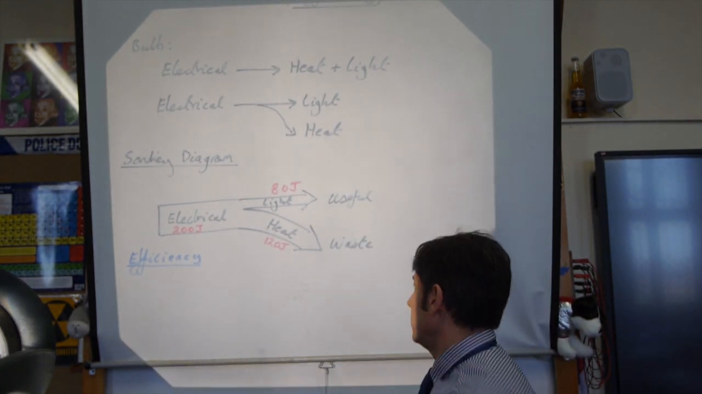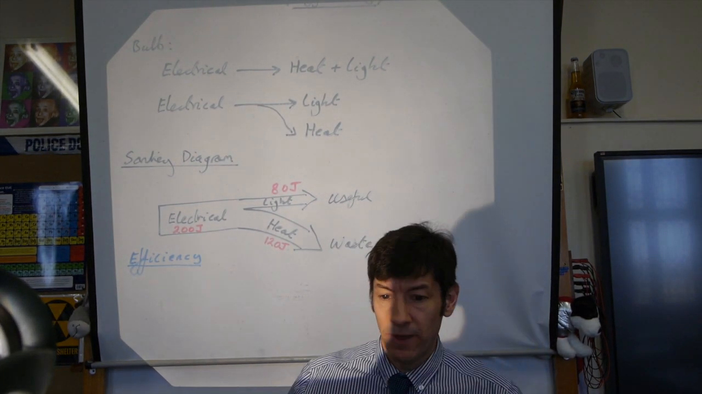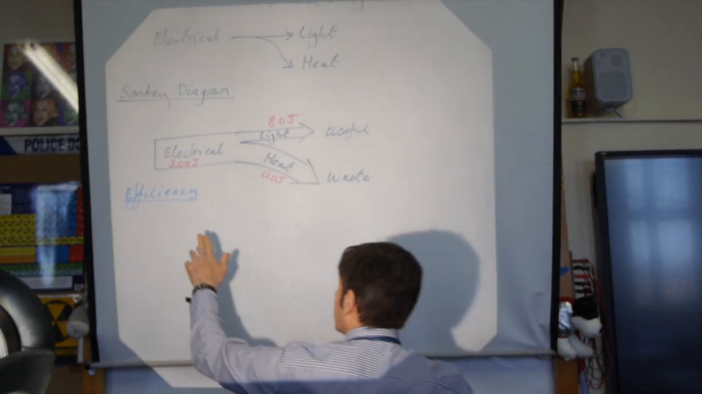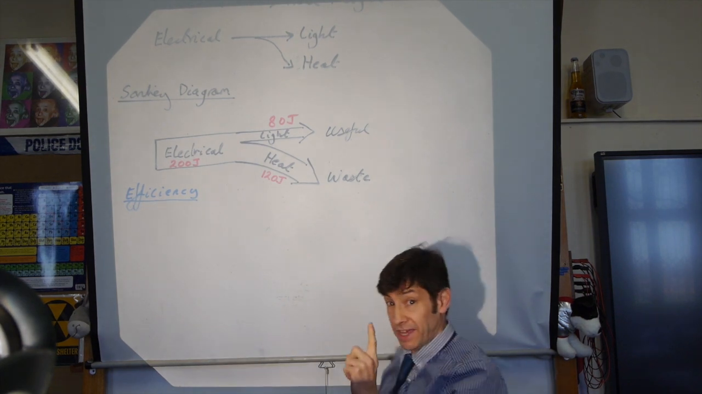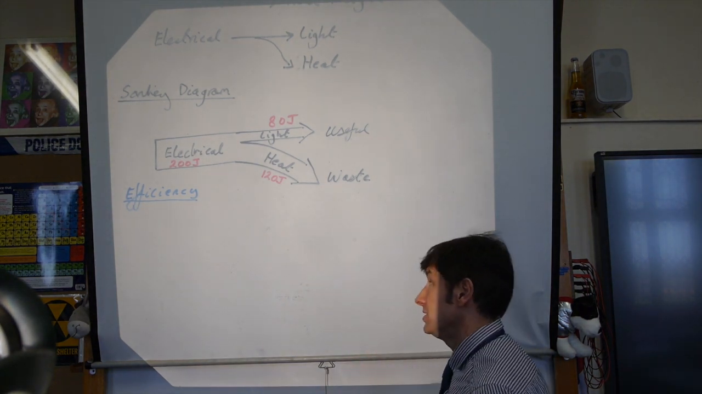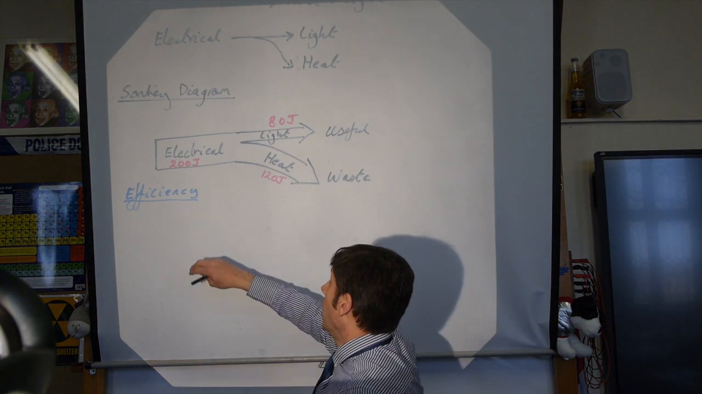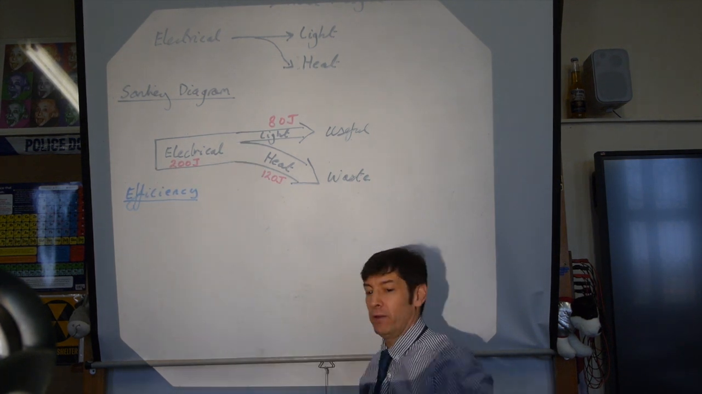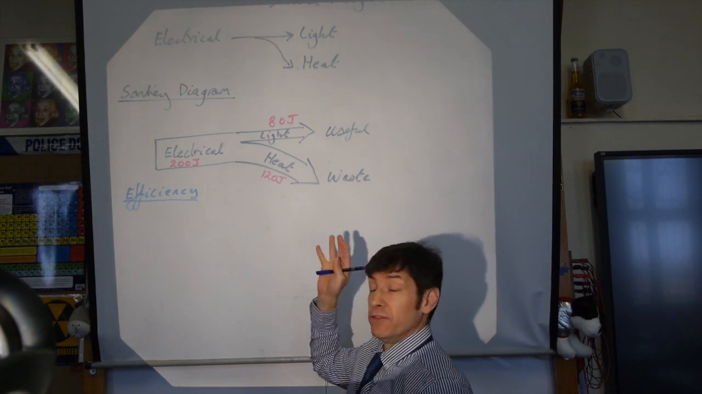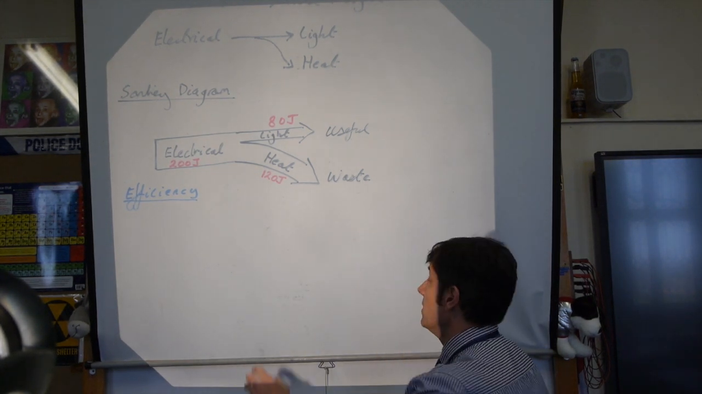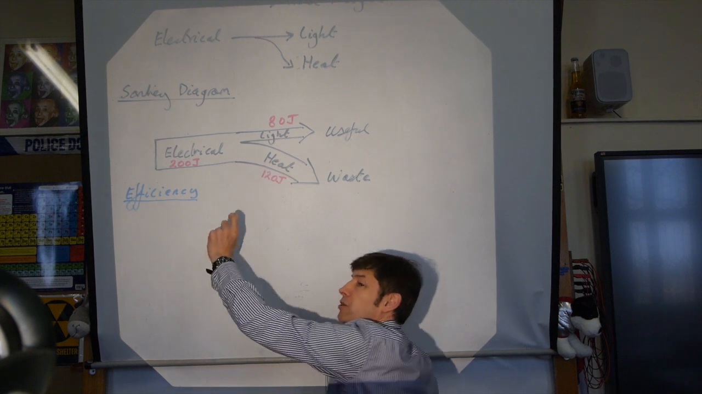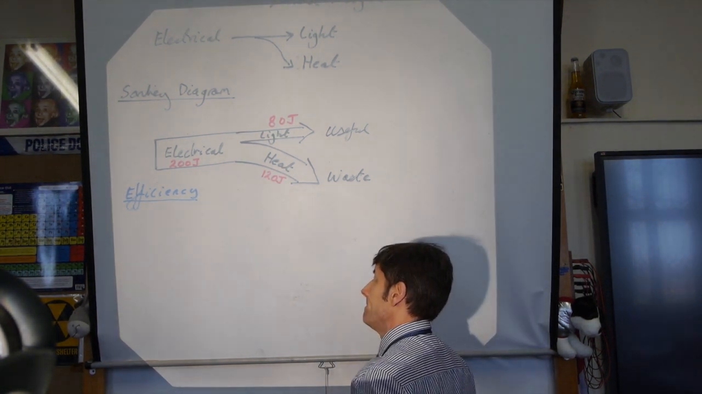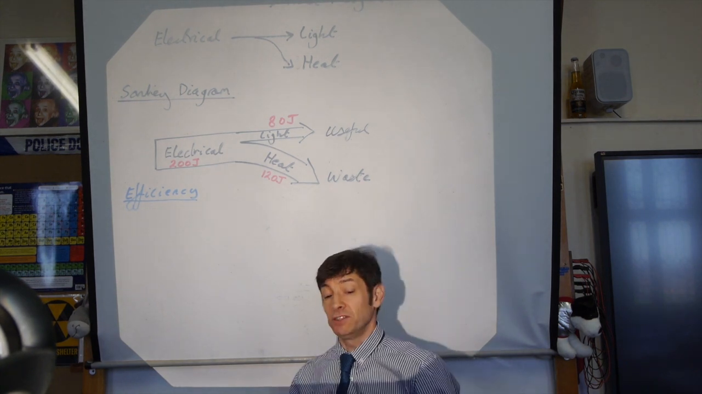And I usually find people seem to find this really difficult, but it isn't. If something is efficient, listen carefully, if something's efficient, it wastes a small fraction of what you feed in. So let's do it for this example. This is inefficient because it wastes a large fraction of what you put in.